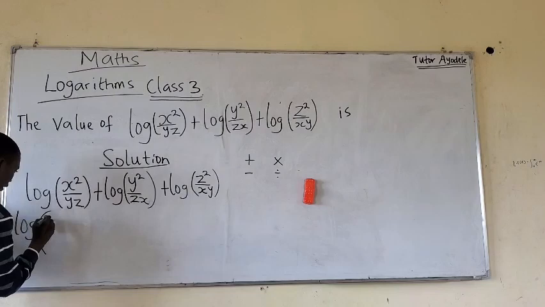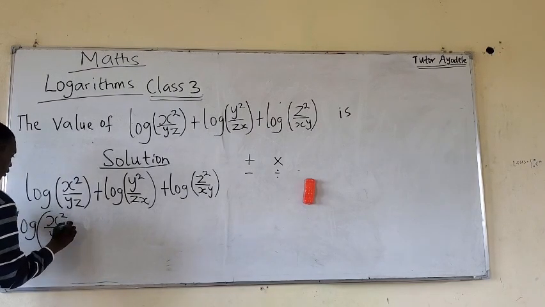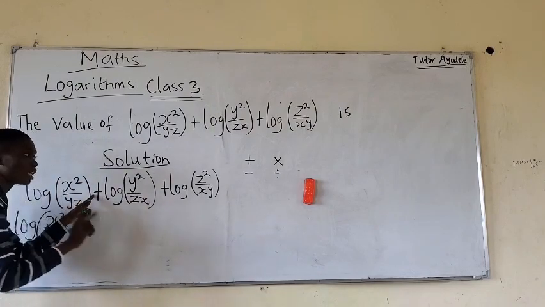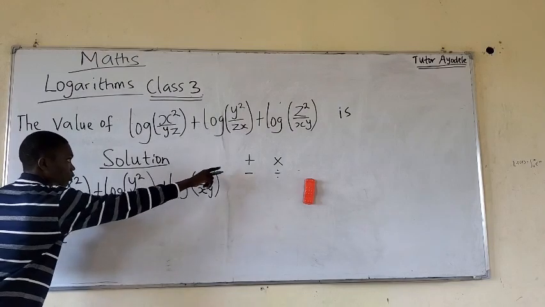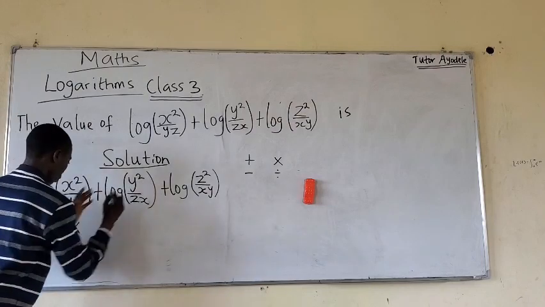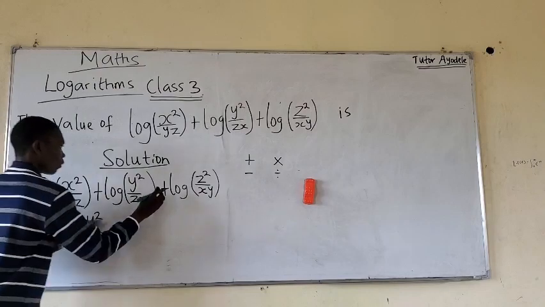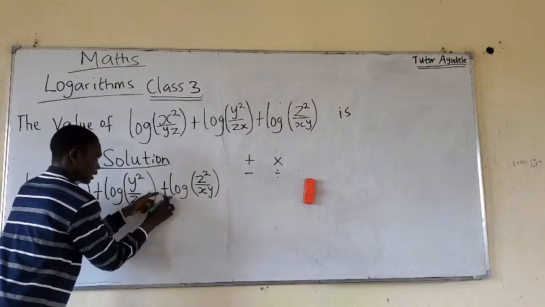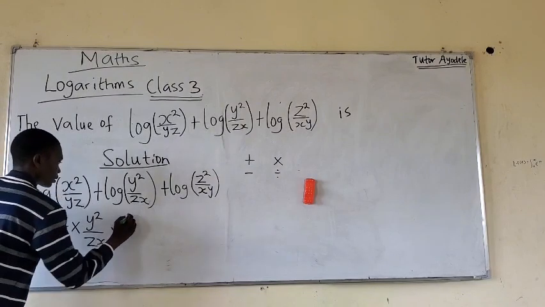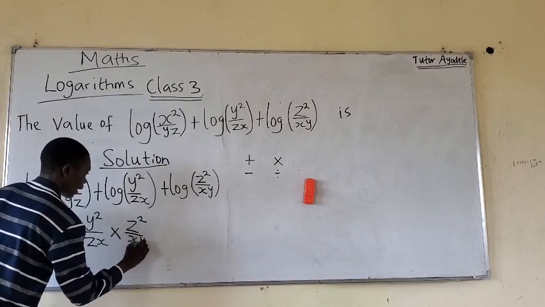Okay, this log, that is x^2/yz. What will happen between this and this is determined by this sign. It will change to multiplication, because addition changes to multiplication. So times this log, y^2/zx. What will happen between this and this is this sign. It will change to multiplication, times z^2/xy.